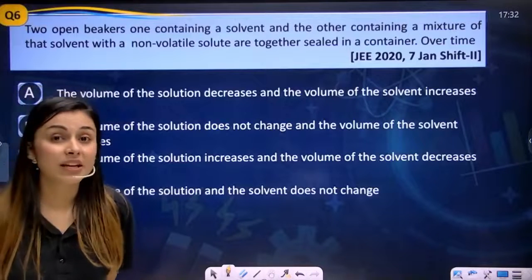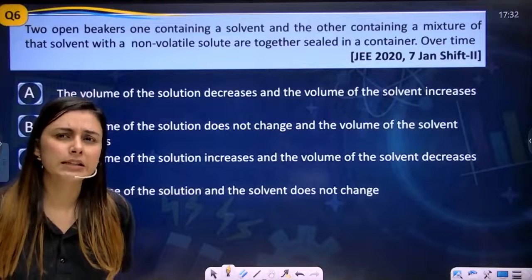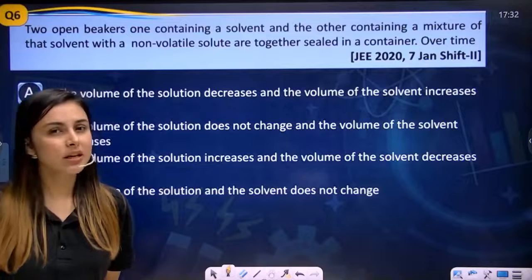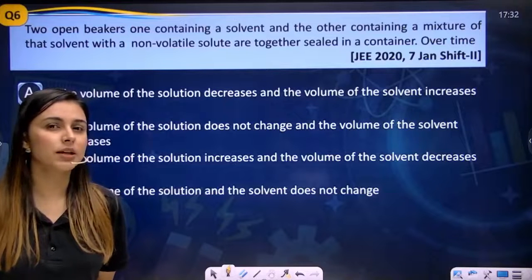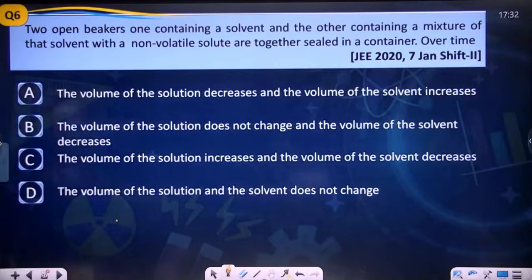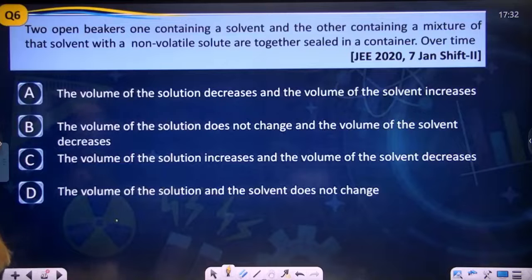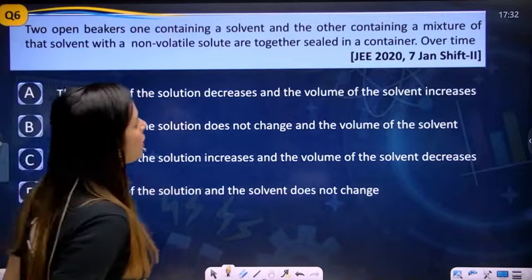Let's talk about the next question. Read the question very carefully. It seems like a very difficult, very tricky question, but it is a very easy question. Let me tell you. Try this question. Two open beakers, one containing a solvent and the other containing a mixture of that solvent with a non-volatile solute, are together sealed in a container over time.